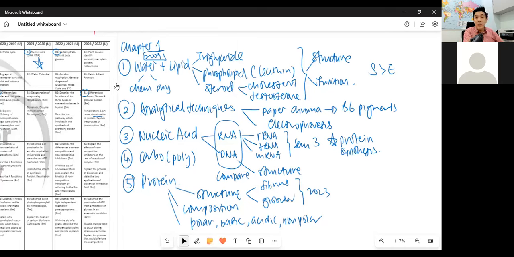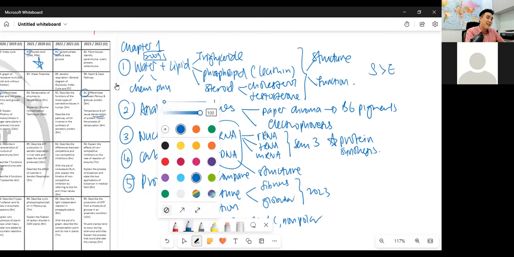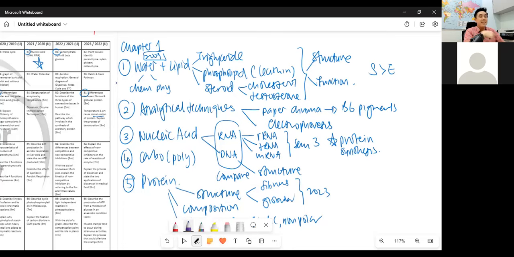Next, I'll use a different color for chapter two. Okay, chapter two. Chapter two can be a tiring topic. Why? I'm saying it from a teacher's point of view, not really students' point of view, but students, you also know, to study part two, it really takes up a lot of energy. Take up energy, never mind.